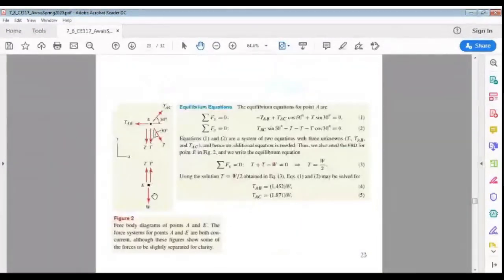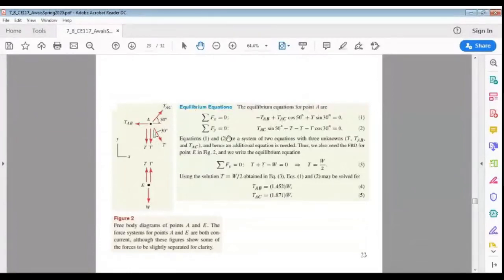You can apply the equilibrium equations to each free body diagram separately. If I apply the equilibrium equation summation Fx equal to zero to the top free body diagram, I will get this equation. Let's take right forces to be positive and left forces to be negative. So minus TAB plus TAC cos 50, the x component of this force, plus T sine 30. This is the equation of summation Fx equal to zero. Summation Fy equal to zero: minus T, then the vertical component of this T, which is minus T cos 30, and then the vertical component of this force, which is plus TAC sine 50, minus T minus T cos 30. These are the two equilibrium equations which correspond to this free body diagram.